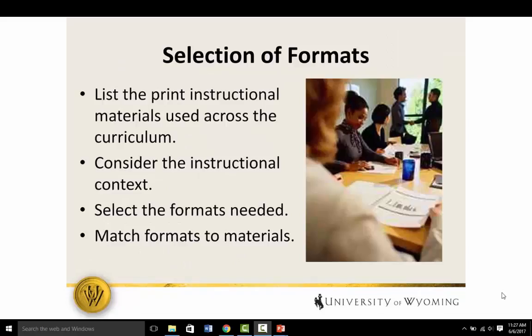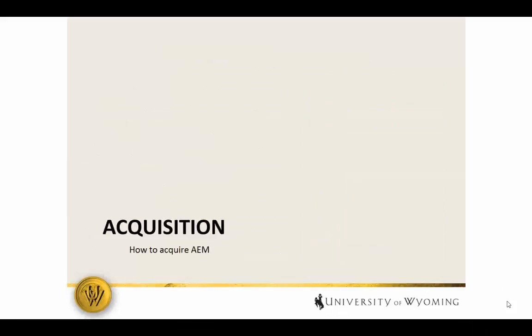Selection of formats. To start the format selection process, the team gathers information about the materials used across the curriculum in which the students will participate. The next step, the team considers the student's skills, needs, preferences, and environment. Next, the team determines which specialized formats will be used for the student.